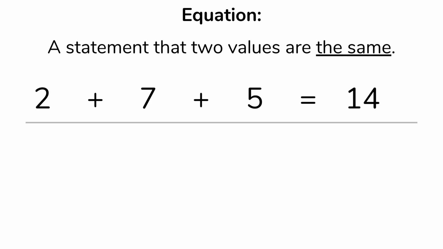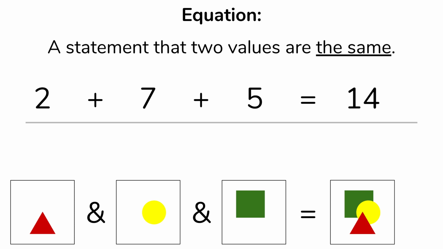Just like you can write equations with numbers, you can write them with pictures as well. But there's one difference. Operations like addition and multiplication only make sense for numbers. So when we look at pictures, we need a new operation, and that operation is the and sign. If you like, you can think of the and as meaning on top of. So this equation just says that a red triangle on top of a yellow circle on top of a green square is the same picture as the one shown on the right.